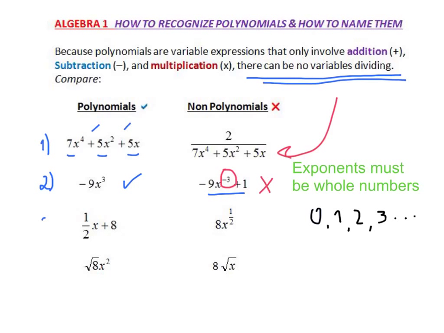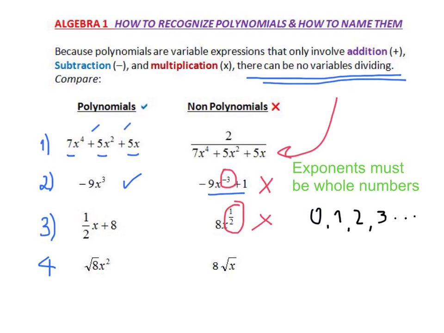Now let's analyze this third example here. 1/2 x plus 8 is clearly a polynomial. The coefficient is okay, if it's a fraction, it could be a rational number or an irrational number, any real number actually. But the one on the right side, notice again the problem. The exponent is not a whole number. It's a rational number. So one more time, this is clearly not a polynomial.